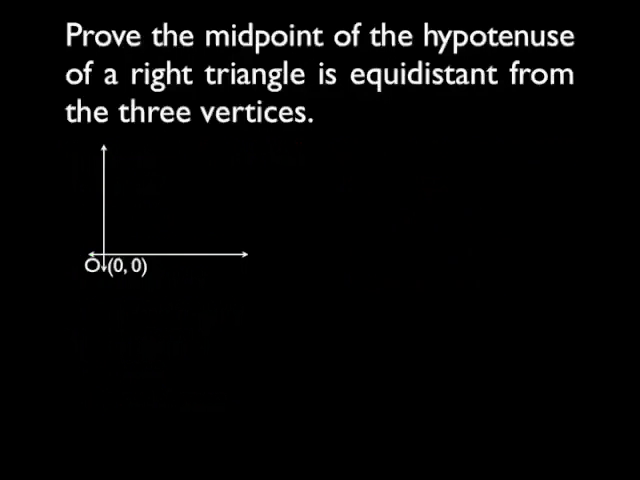So let's get started. Let's prove that the midpoint of the hypotenuse of a right triangle is equidistant from the three vertices. Okay, let's break this down into what we are given and what we need to prove. Now we are given that we have a right triangle, let's call it triangle OPG, and a midpoint of the hypotenuse. So let's say M is the midpoint, and let's make segment PG the hypotenuse.